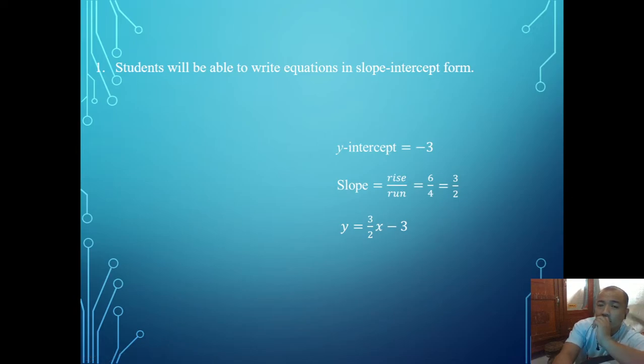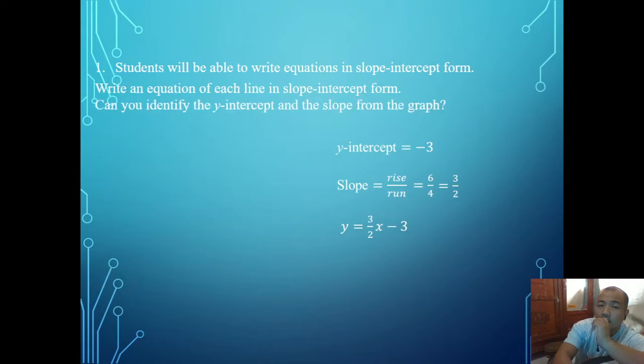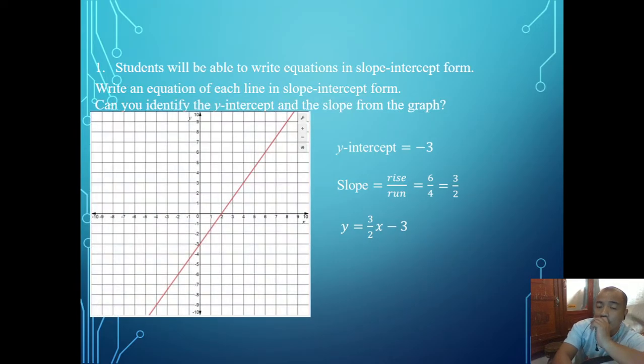Y-intercept is negative 3, slope is 3 halves. So the equation is... Okay, write an equation of each line in slope-intercept form. From the graph you can see that the y-intercept is negative 3.